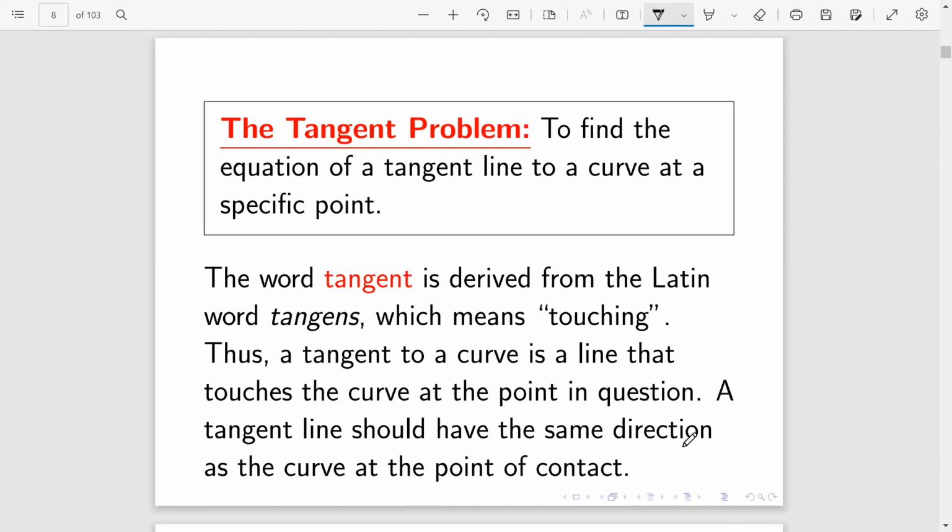And again, the tangent should always have the same direction as the curve, because if it doesn't have the same direction, it means the tangent will intersect with the function again. Remember that the tangent has to touch a function only once. So if it doesn't have the same direction, it will touch the graph again.